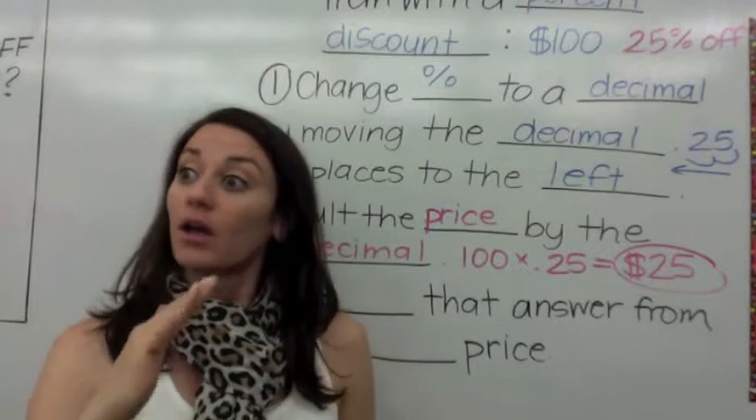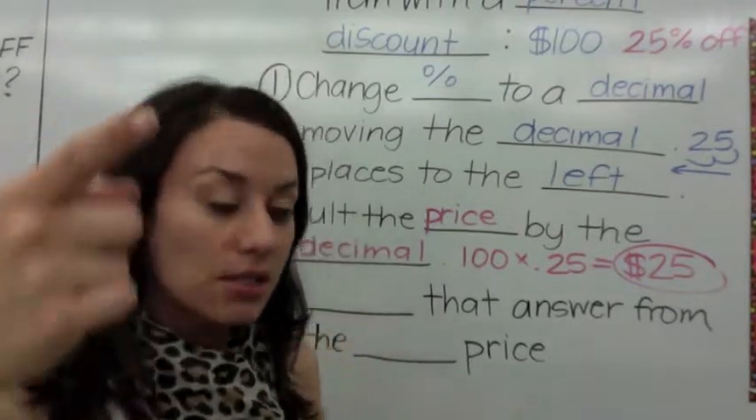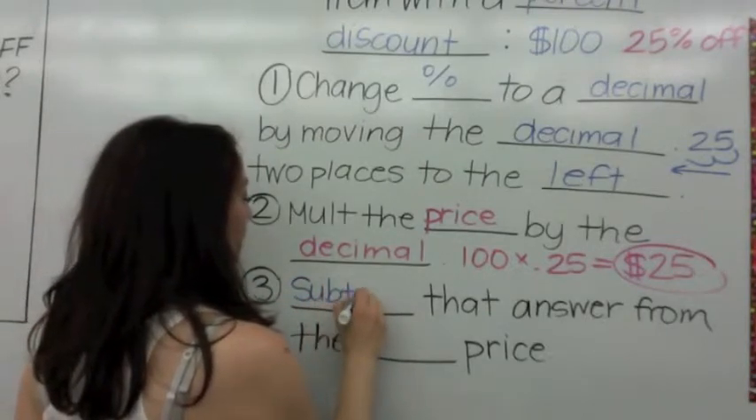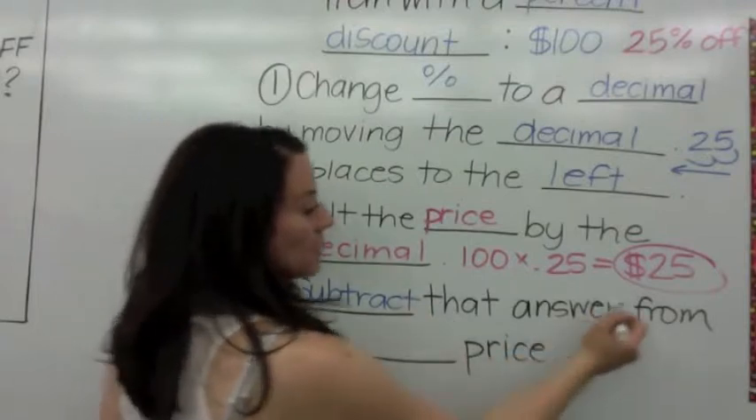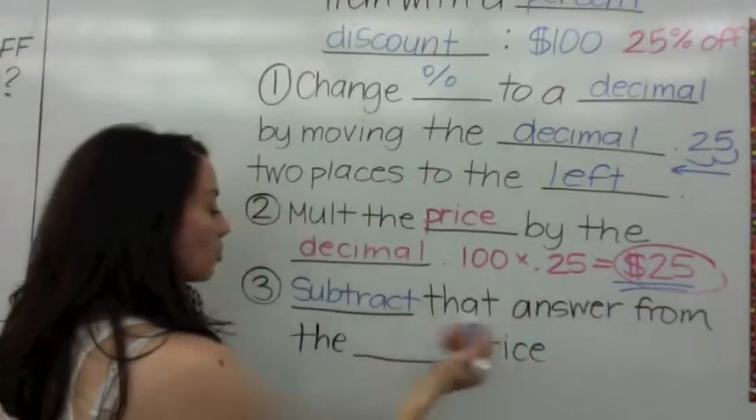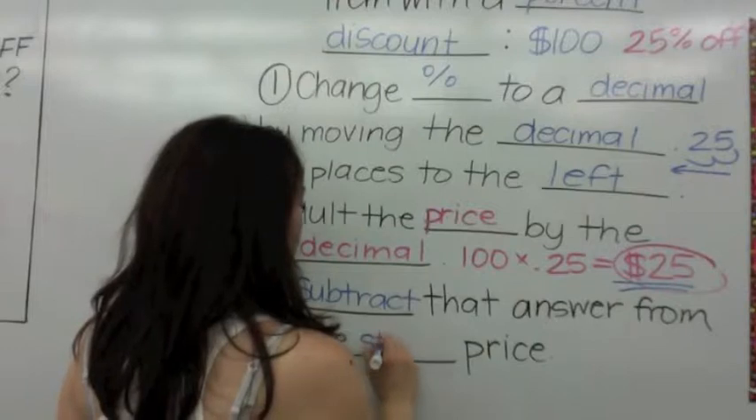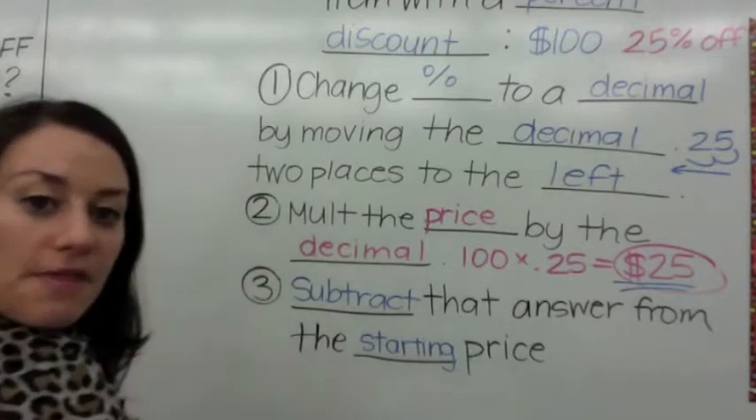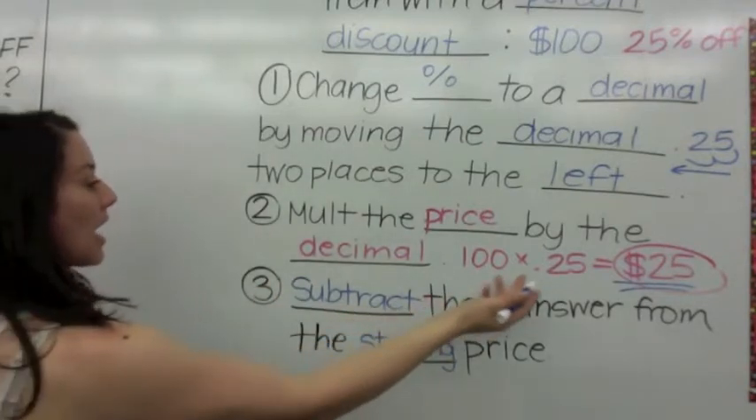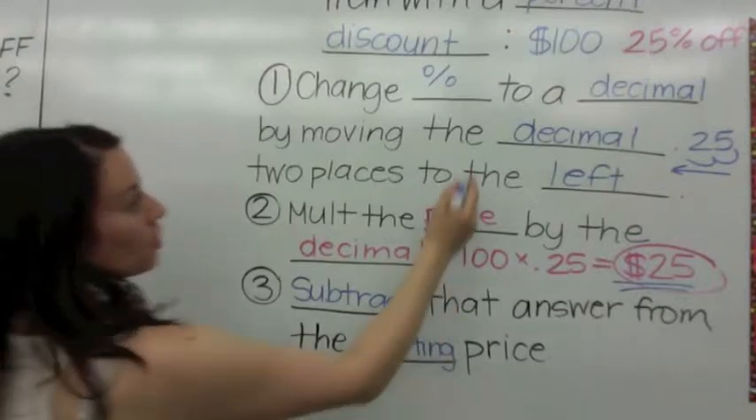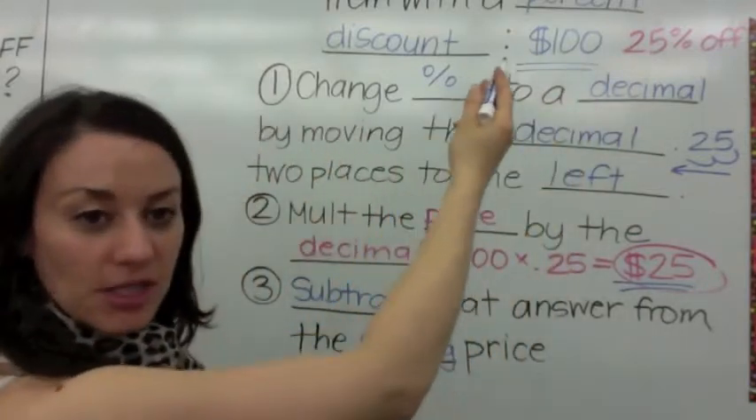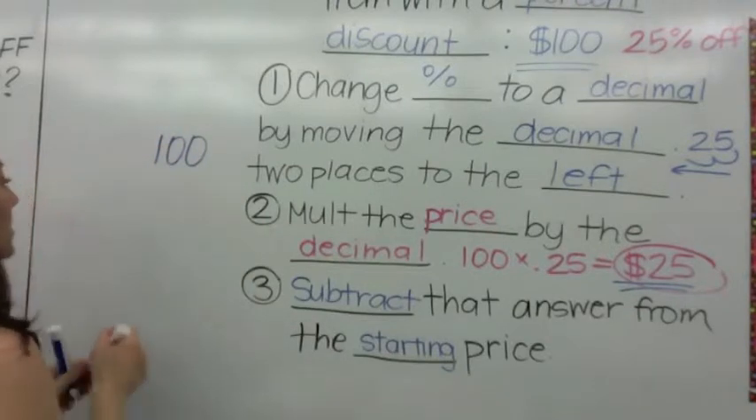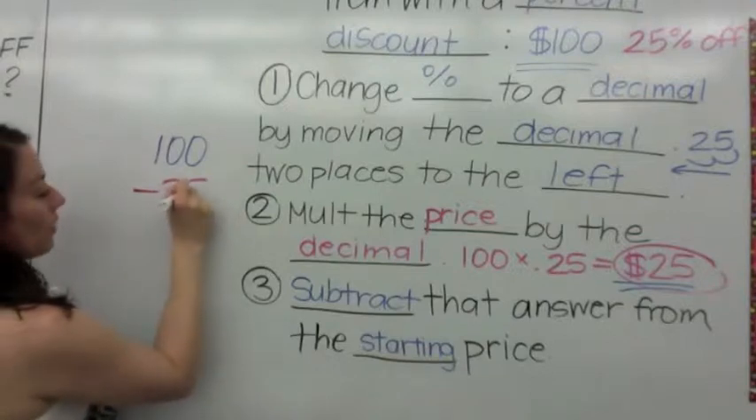You're going to take it off, so you're going to subtract. You feeling me? Subtract that answer. Remember, this is the discount. The discount is $25. Subtract it from the starting price, or the original price. What's the starting price? How much is the iPhone? It's $100, right? So then you're going to take off the discount by subtracting $25.